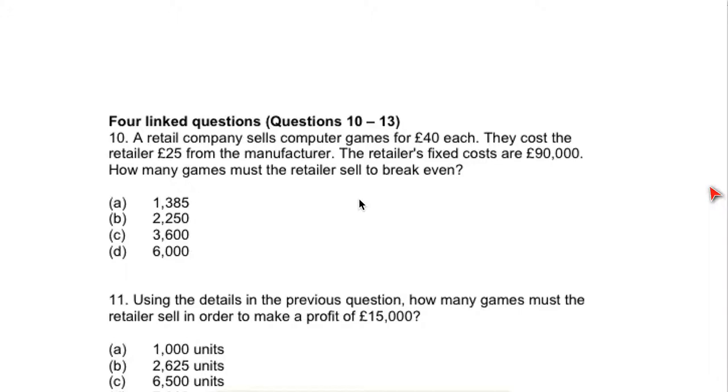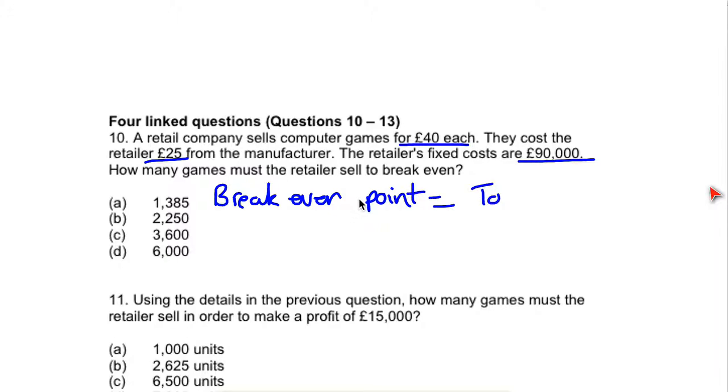For question 10, let's say you're the student, we're given that a retail company sells computer games for £40 each, and they cost the retailer £25 each from the manufacturer. The retailer's fixed costs are 90,000. How many games must the retailer sell to break even? What I'll do with the student is I'll come here and write: break-even point is equal to your total fixed costs divided by contribution per unit.